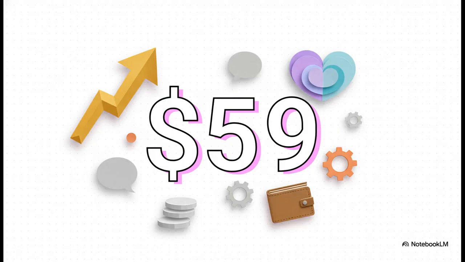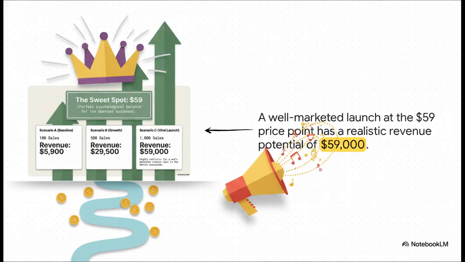So what's the magic number? The audit recommends $59. It calls this the sweet spot. It just strikes that perfect psychological balance for the people you're selling to. It's serious enough to feel valuable, but not so pricey that it makes them hesitate. And this just brilliantly shows you the power of making the right strategic choices. At that $59 price point, even a totally baseline launch of 100 sales gets you almost $6,000. But a really well-marketed viral launch that hits 1,000 sales, that's your $59,000. This makes the audit's advice real, tangible, and powerful.